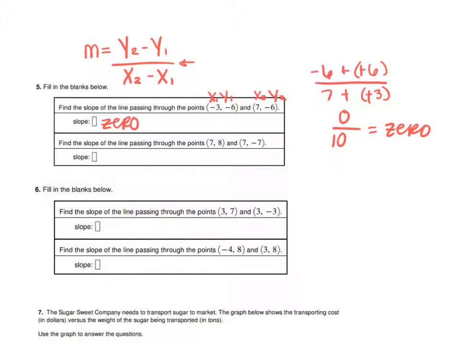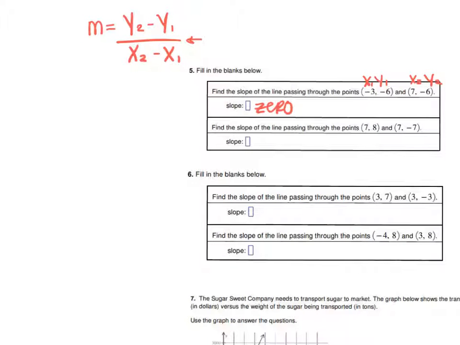Now I'm going to do the same thing with my second point. So over here on the left now, I'm going to take the points 7, 8, and 7, -7, and find that slope. So I have -7 minus 8 over 7 minus 7. So I compared my y values over my x values.